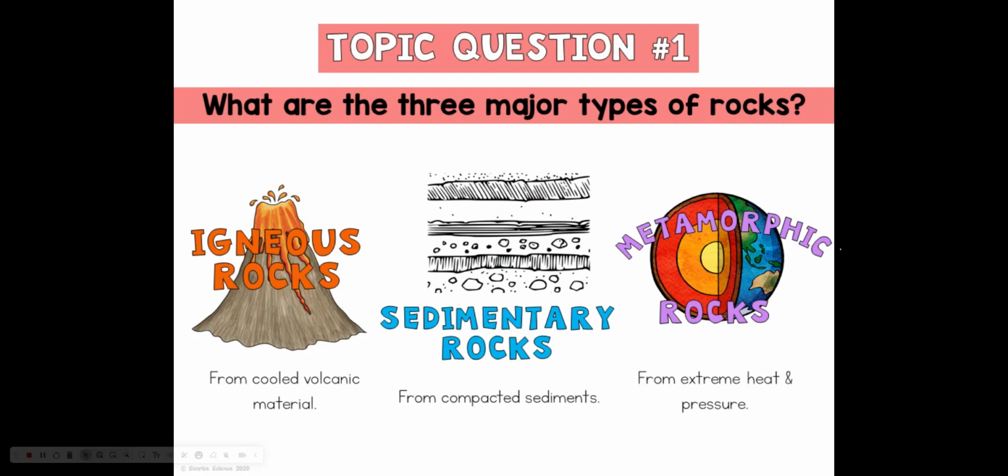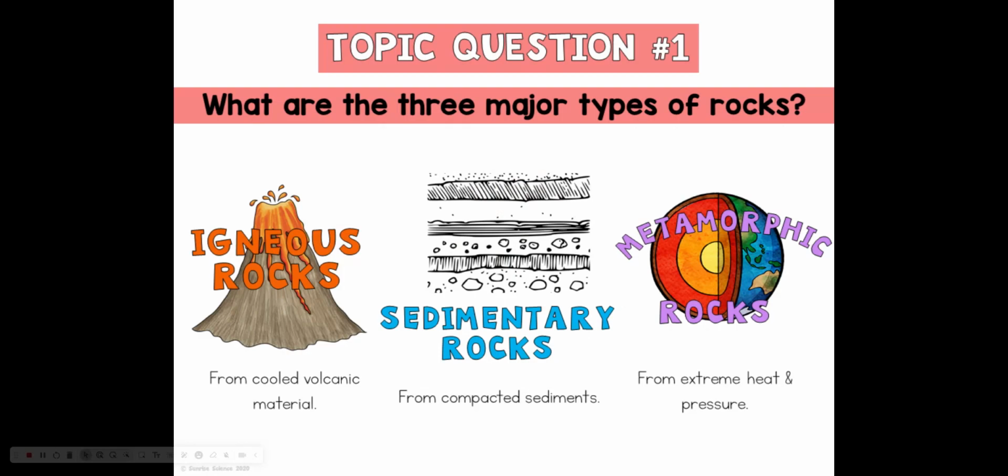So the first thing we need to do, on the left-hand side, is fill in topic question number 1. So make sure you do that. The first topic question is, what are the 3 major types of rocks? You are going to need to know that we have 3 types. We have igneous rocks, sedimentary rocks, which we've talked about before, and metamorphic rocks. We are going to be going into greater detail of how we get these types of rocks, along with doing a hands-on lab simulating the different types of rocks also.